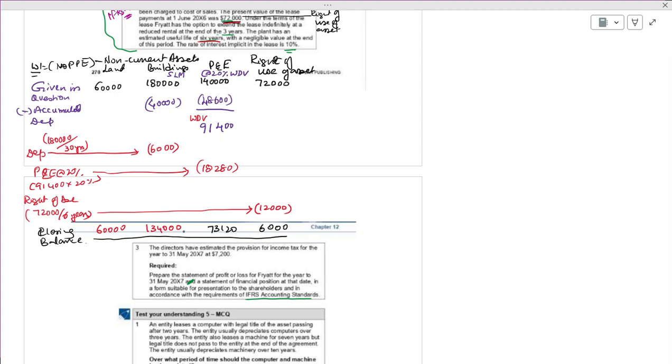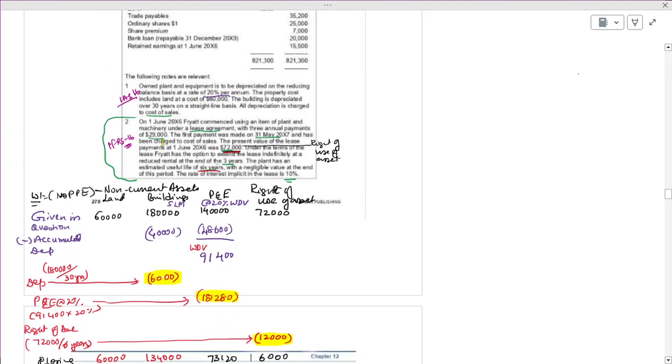Fine. How much is the depreciation? Calculate depreciation. How much have we calculated? 6,000, 18,280 and 12,000. This is the depreciation we have to show. 18,280, 6,000 and 12,000. Fine. Are you clear about this?